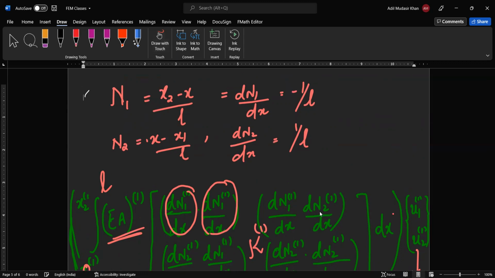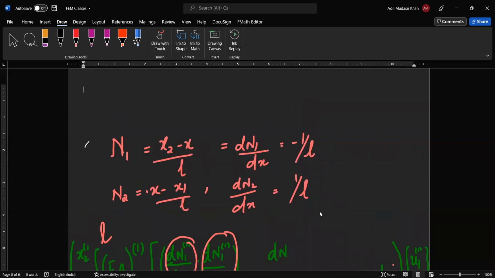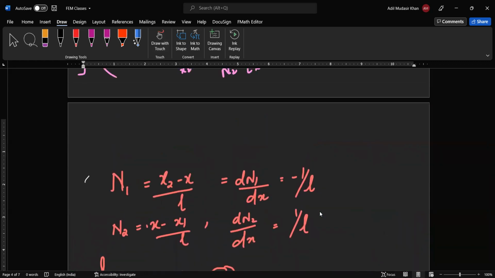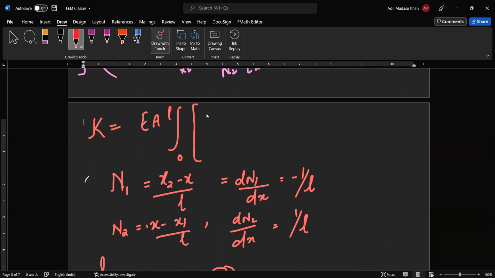So the value of K will come out equal to, EA is constant, that will come out of the integration, integral 0 to L. So first we have dn1 by dx, that's minus 1 by L, into dn1 by dx.